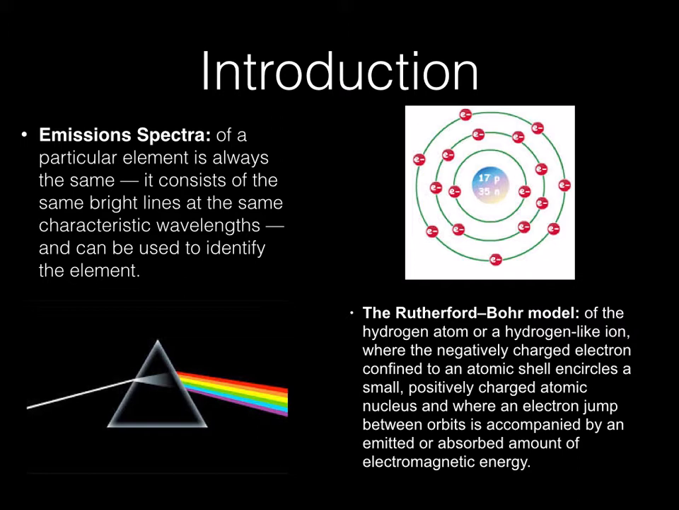The Rutherford-Bohr model is of the hydrogen atom or hydrogen-like ion, where the negatively charged electron confined to an atomic shell encircles a small positively charged atomic nucleus, and where an electron jump between orbits is accompanied by an emitted or absorbed amount of electromagnetic energy.